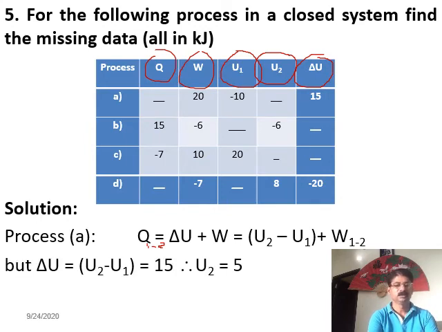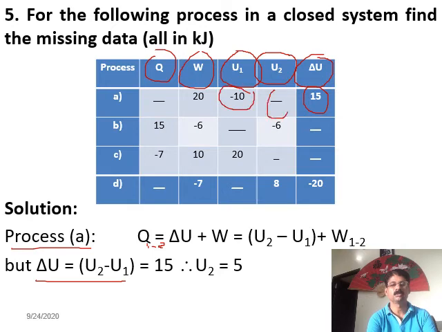Okay. So here for the process A, delta U is U2 minus U1. So delta U is given here and U1 is given. So only U2 is unknown. So by using the very basic internal energy expression, delta U is equal to U2 minus U1, you can calculate U2, which you get as 5 kilojoules. So this value is 5 now. Because U2 minus U1, minus of minus plus 10 plus 5 is 15. So that is how you can check your answer.